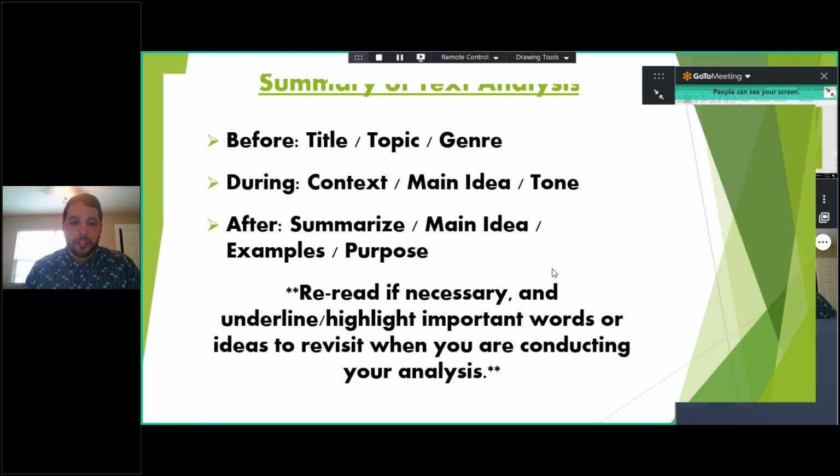And just kind of one parting tip is reread things. You know, if you need to read something over again, you should do it. And something that I like to do is to have a pen or a highlighter and underline words, highlight important words or ideas, maybe jot a note in the margin. And then you can revisit those important words, those important ideas when you're conducting your analysis at the end. And it can help you tie things together.